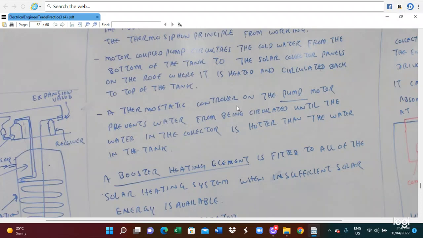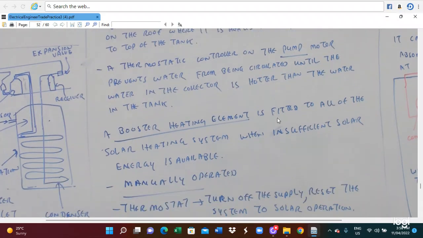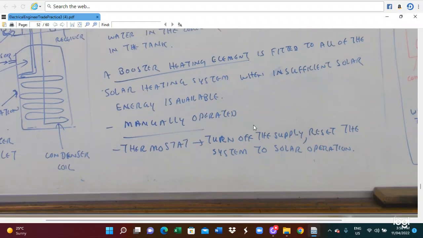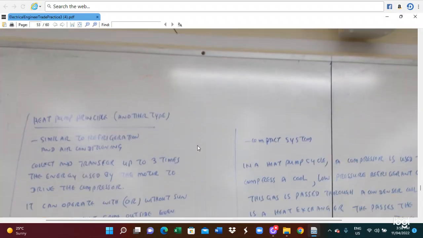A thermostatic control on the pump motor prevents the water from being circulated until the water in the collector is hotter than the water in the tank. The booster heating element is fitted to all of the solar heating systems for when insufficient solar energy is available. It can also be manually operated. The thermostat function turns on the supply and resets the system to solar operation.